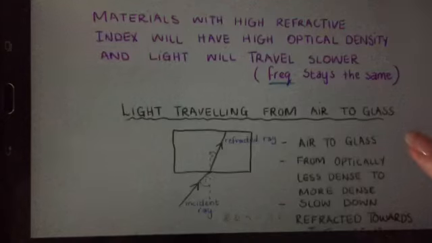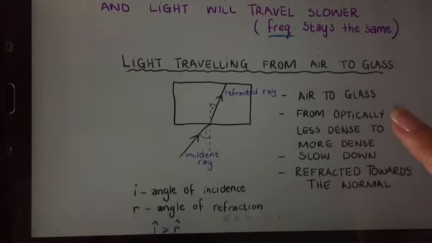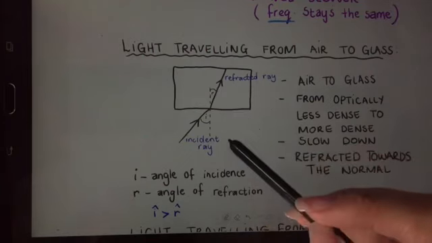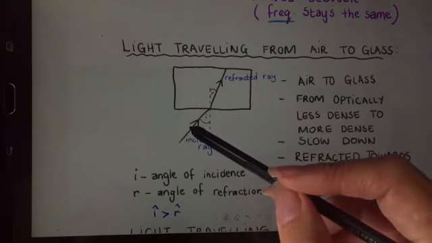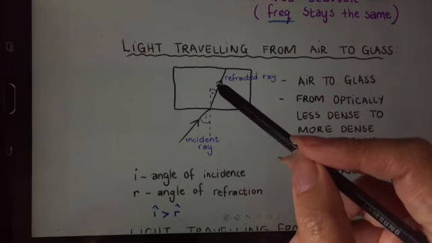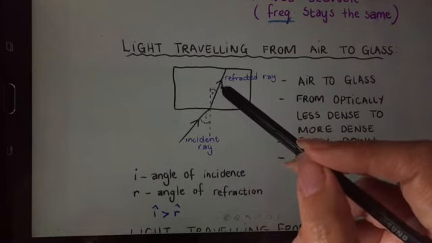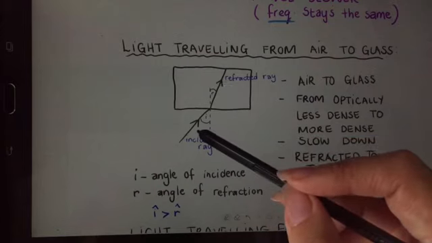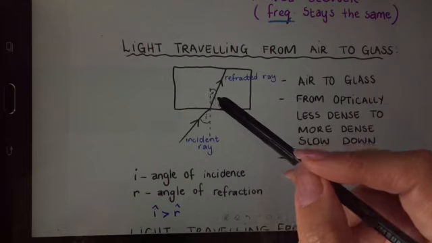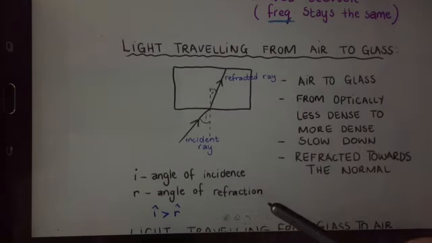So, just to finish off, when light travels from air into glass, what is going to happen? It's going from optically less dense into optically more dense. So it is going to slow down. So through glass, it will travel slower compared to air. And what actually happens is it refracts towards the normal. It bends towards the normal.